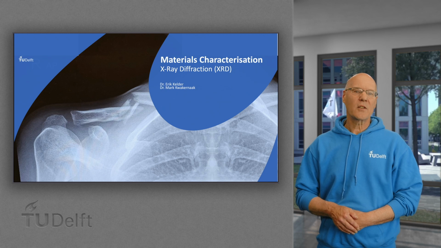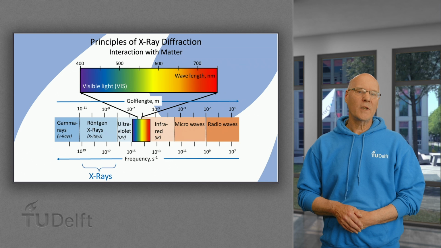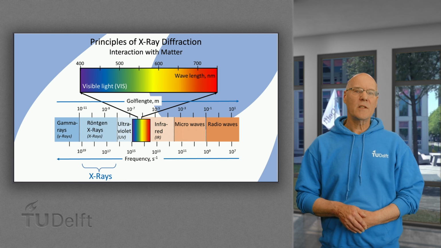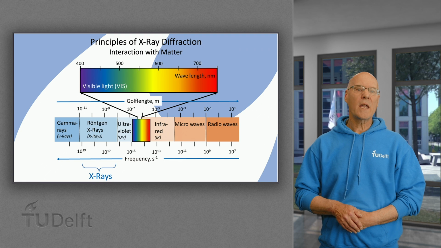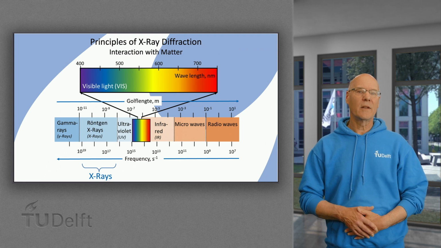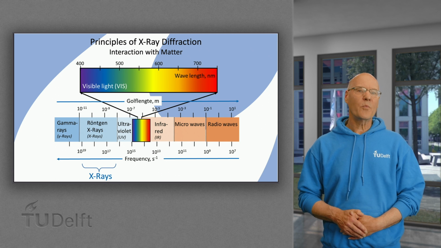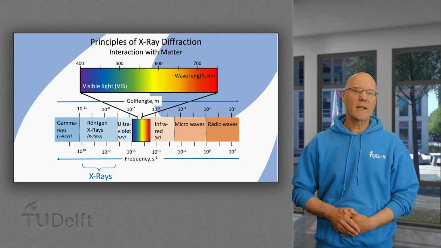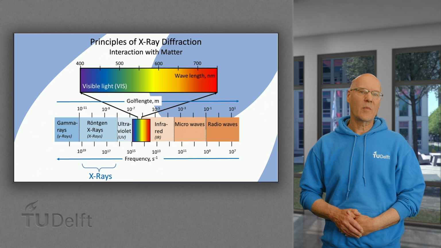But what makes X-rays so special? For that we must look at the part of the electromagnetic spectrum where these X-rays are. The frequency of these X-rays ranges from 10 to the 16th to 10 to the 19th Hz, way higher than those of visible light. Due to this high frequency, X-rays are able to penetrate matter. As said, X-rays are used for analyzing bone fractures or other irregularities in living matter.